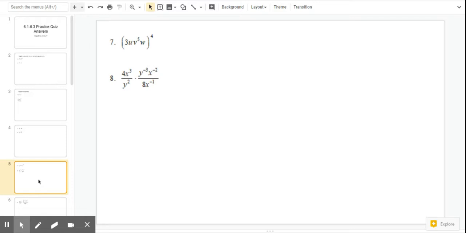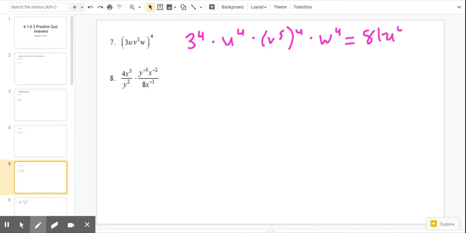All right, so a couple more complicated ones. So number 7, we're just distributing that 4. So we have 3 to the 4th times u to the 4th times v to the 5th to the 4th times w to the 4th. And really the only thing to do here, 3 to the 4th, that's 81, so we can write it like that. Then u to the 4th, this is a power of a power, so we multiply. So v to the 20th, w to the 4th.